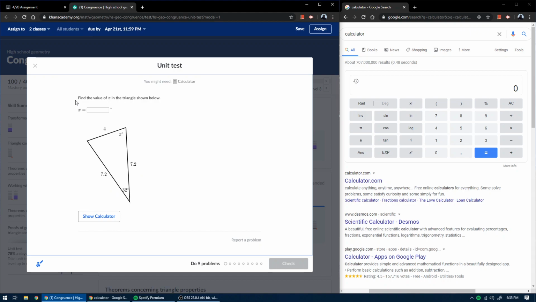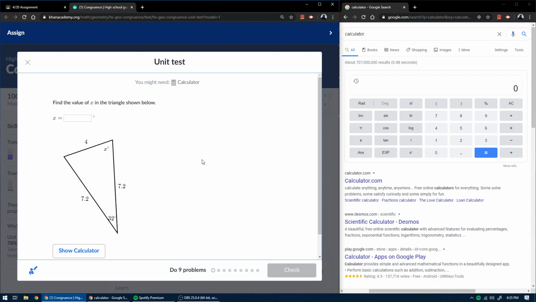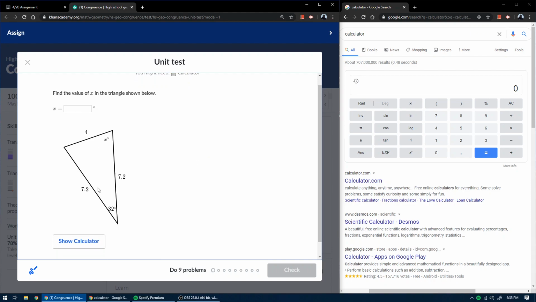So, the first question says, find the value of x in the triangle shown below. So here I have a triangle. I'm given these sides. Now, you might think that, well, x is an angle, so therefore I want an angle. Why is it giving me sides? But what you notice here is that 7.2 is equal to 7.2. So if these two sides are the same, they have the same length, then what do you think is true about these two angles?